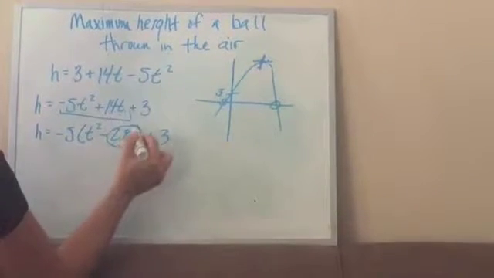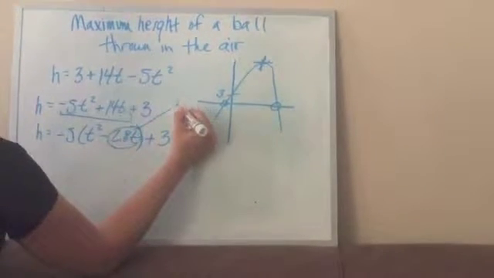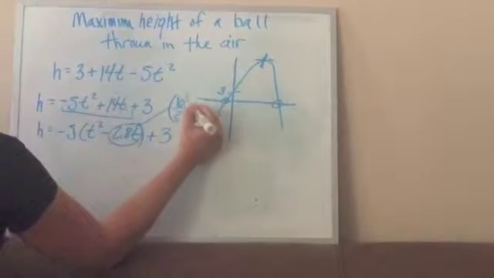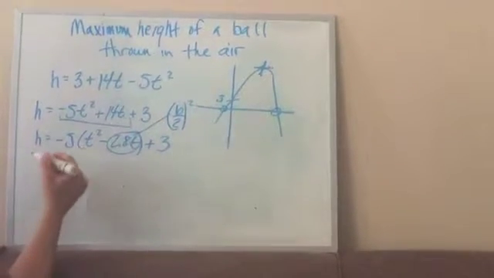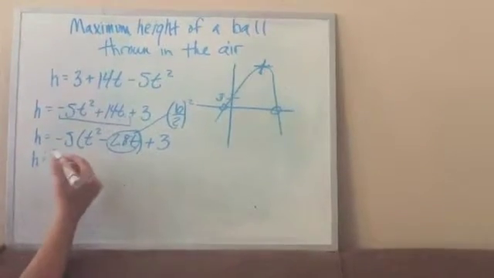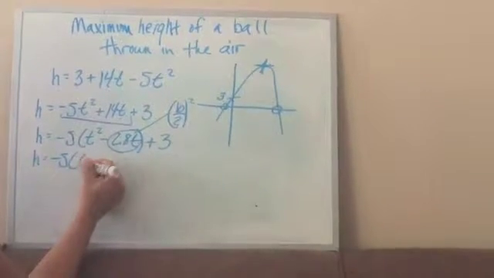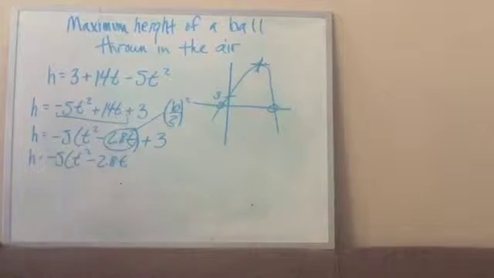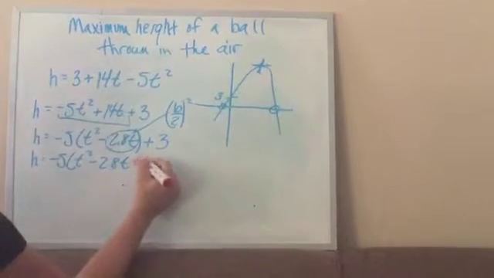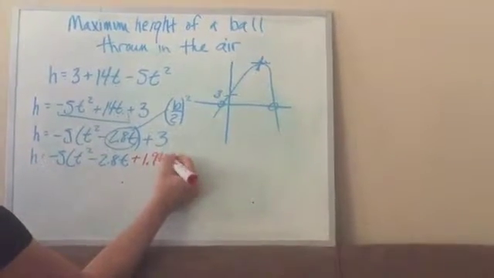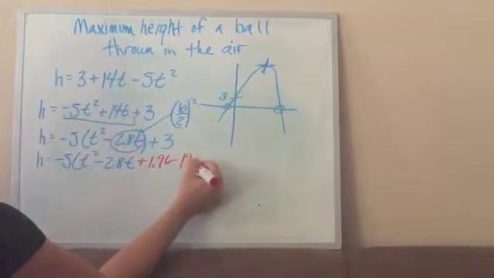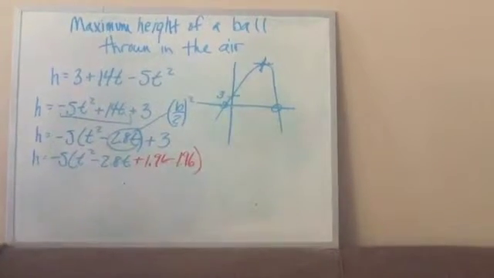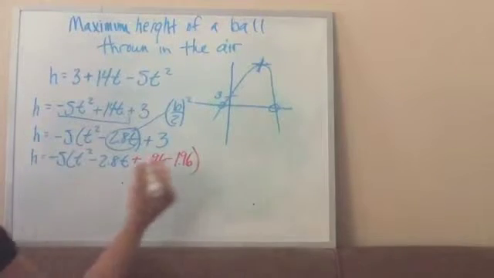Next, we look at this b value and we take it, divide it by 2, and then square it, getting that special value. Now, we take the -5, t squared minus 2.8t, and then we add that special value, and then subtract it as if it never happened. Close that bracket and add the 3 to the end.